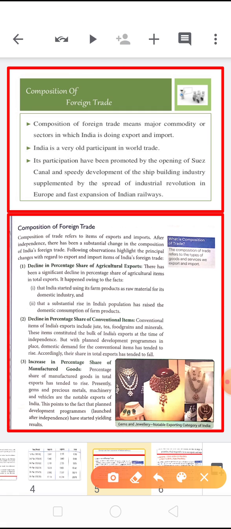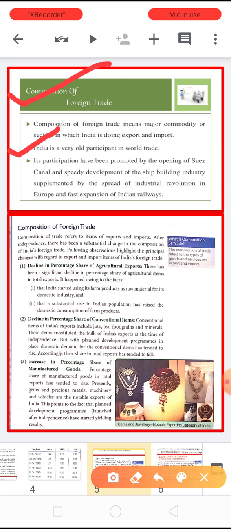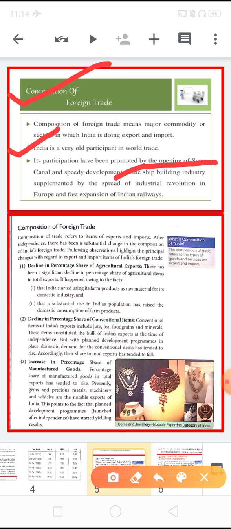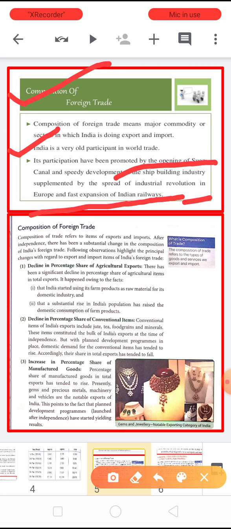Next, we are talking about the composition of foreign trade. Children, what is composition of foreign trade? Children, composition of foreign trade means the major commodities or the sectors in which India is doing export or import. India is a very old participant in world trade, as we all know. Its participation has been promoted by the opening of the Suez Canal and speedy development in the shipbuilding industry, supplemented by the spread of the industrial revolution in Europe and fast expansion of Indian railways. So, children, this composition of trade refers to the items of export and imports. And after independence, there has been a substantial change in the composition of India's foreign trade, and this can be highlighted from the following points.